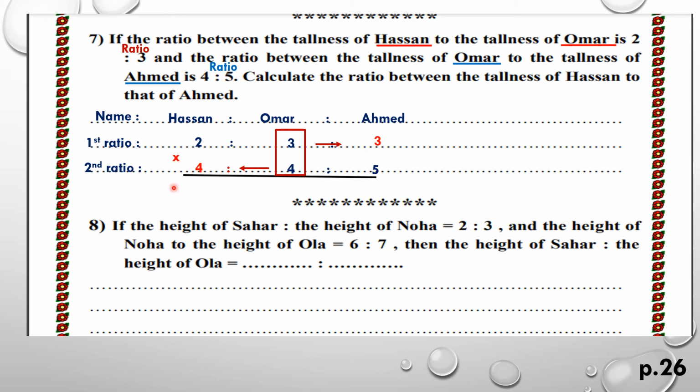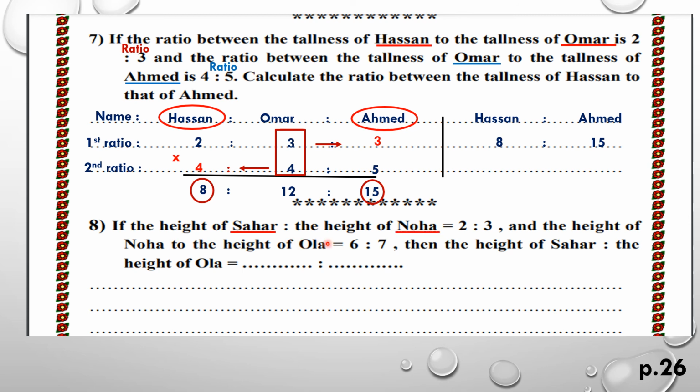Let's multiply. 2 times 4 equals 8. 3 times 4 equals 12. 3 times 5 equals 15. We need to calculate the ratio between the tallness of Hassan to that of Ahmed. Here we have Hassan and here we have Ahmed. Under Hassan we have 8. Under Ahmed we have 15. So the ratio here will be 8 to 15. Is this the simplest form? Yes, it is.